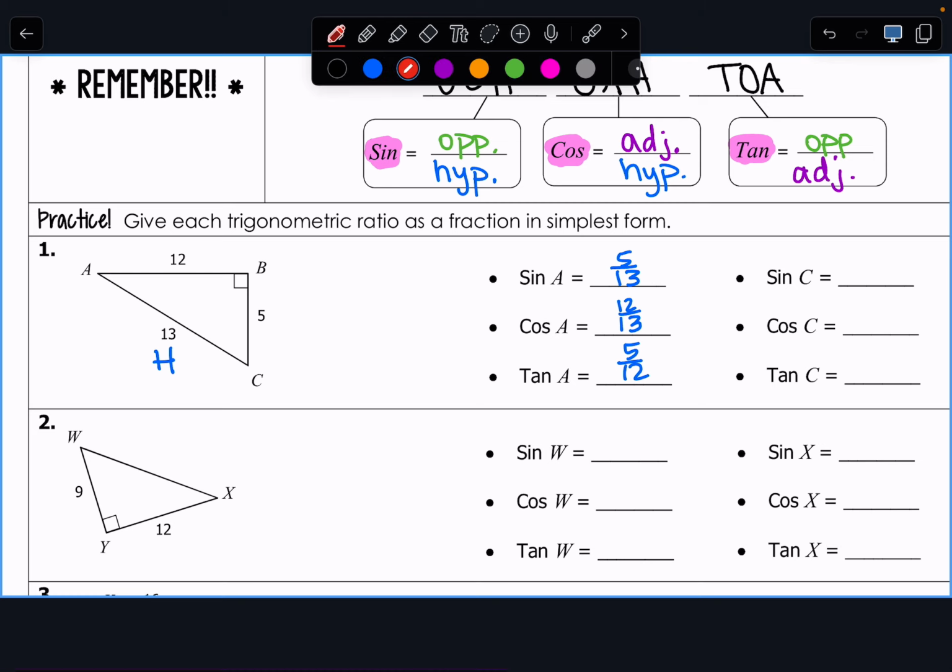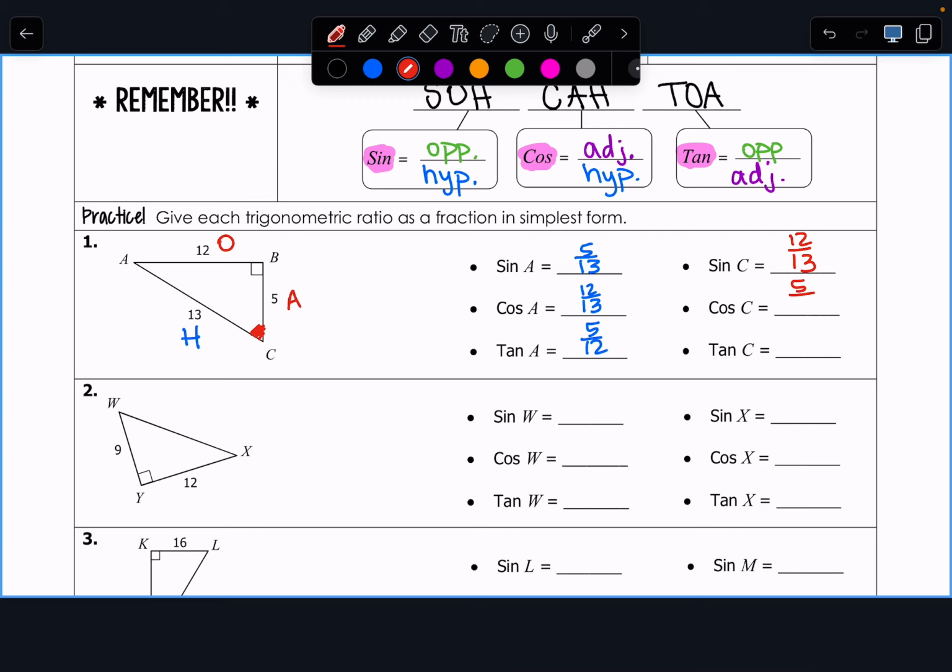So the sine ratio for C is 12 over 13. My cosine ratio for C is 5 over 13. What about our tangent ratio? 12 over 5.